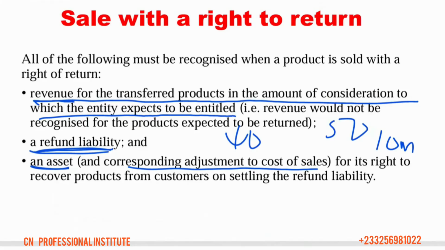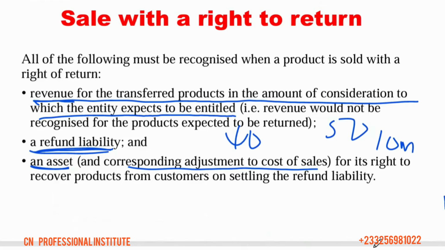Yes, if the customer returns the goods to you, the goods you've sold to the customer will come back to you. So it will be an asset. You have inventory of goods. Are you following? I think we'll look more at these things later. Okay. So I just want to introduce you to the sale with right to return.